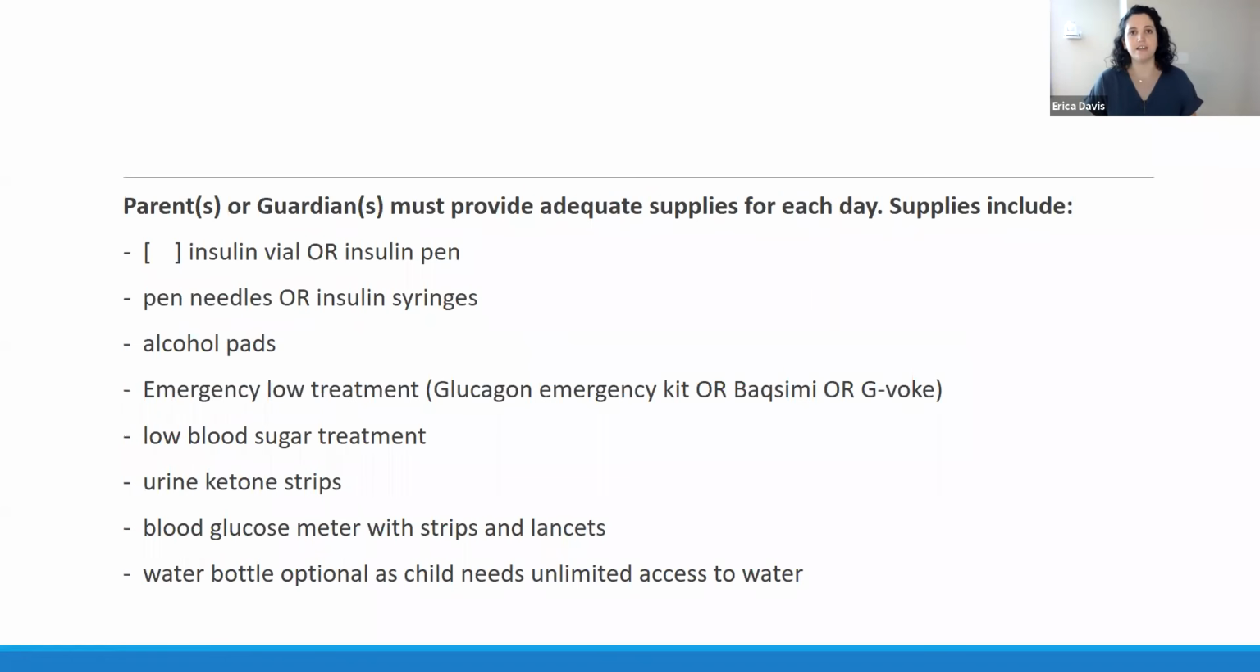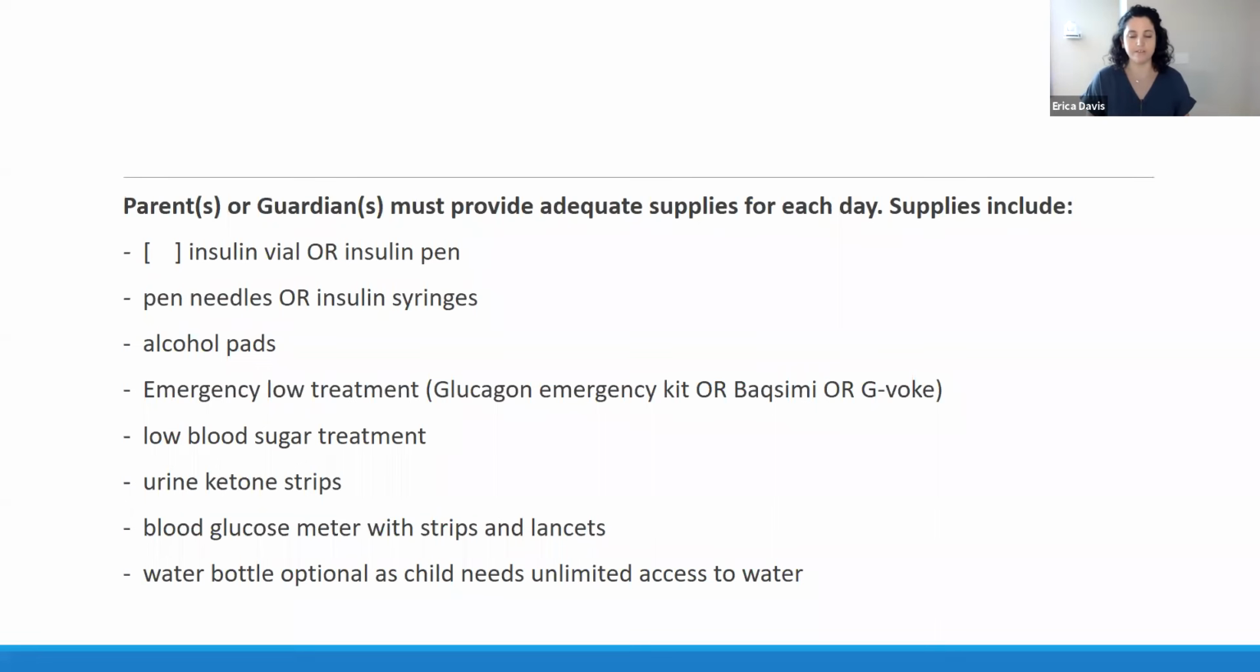The next section that you see in the school care plan is a listing of the supplies that need to be provided at school in order for that student to be safely cared for. All of these things, except for that optional water bottle, are required to be provided by the parent. So if that student gets to school and is missing urine ketone strips, that's a necessary supply to safely take care of them, so we would not want them to be at school without that supply. It's very much the parent responsibility to bring that stuff to you.